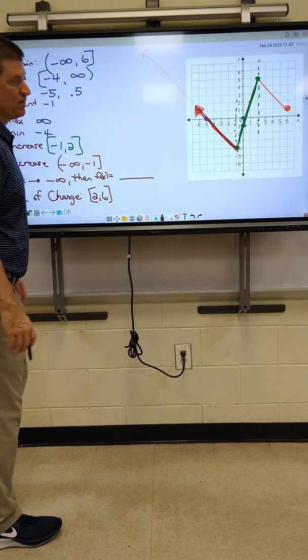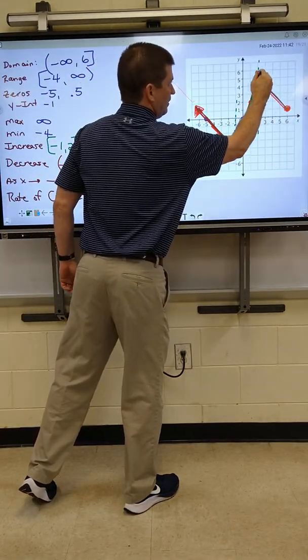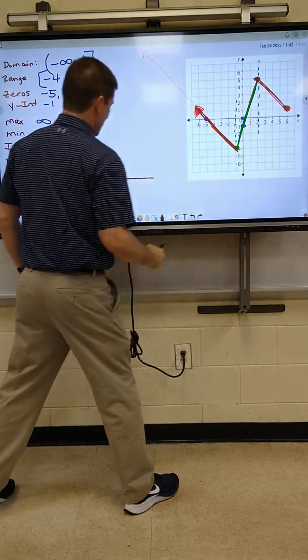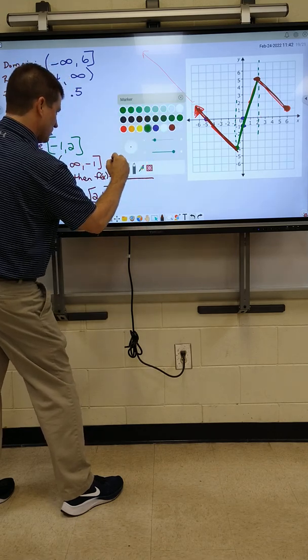Where's the other place? From here to here. That dot is at 2. That dot is at 6. So we say 2 to 6.